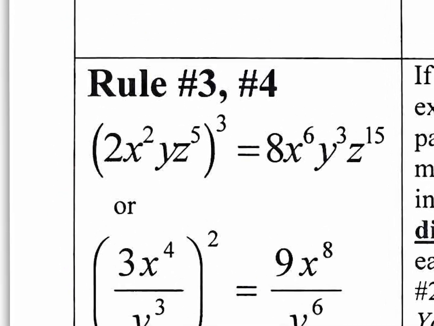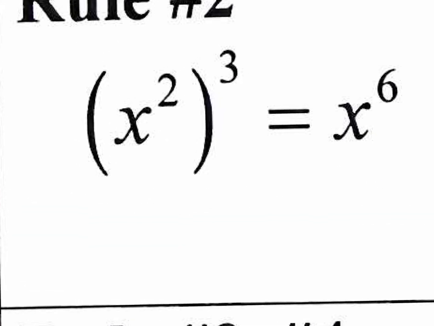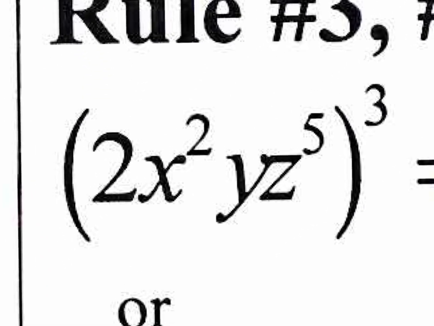Actually, rules 3 and 4 are the same thing. You have parentheses with an exponent on the outside. So up here, where you have the parentheses with the exponent on the outside, power to a power, you multiply. It's the same deal here, but you have many things on the inside of the parentheses. It's still a monomial, but you have 2 times x squared times y times z. Well, technically 2 times x squared times y times z to the 5th. And it's all to the 3rd power.